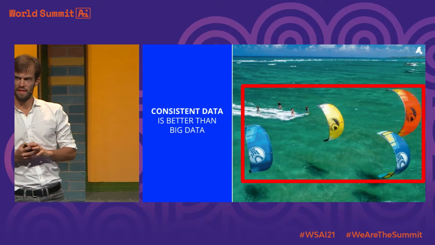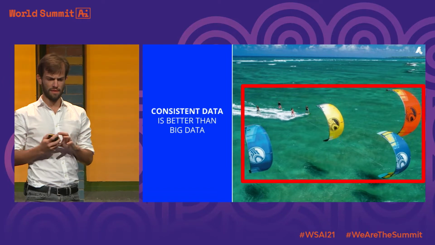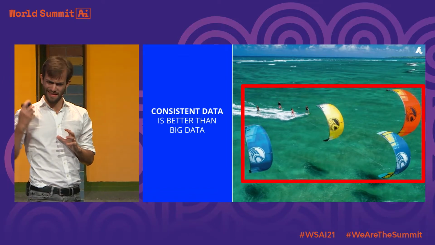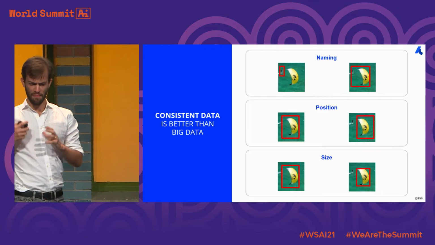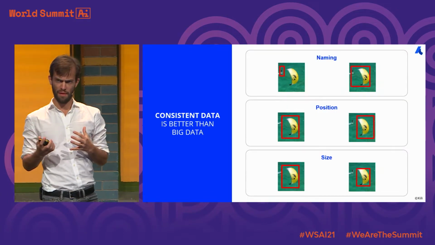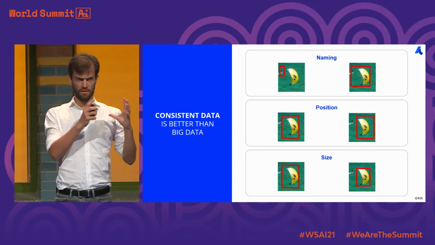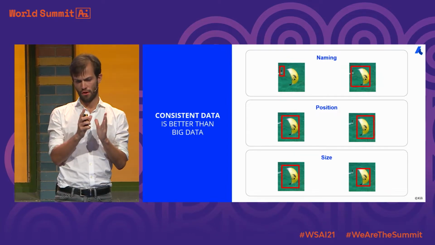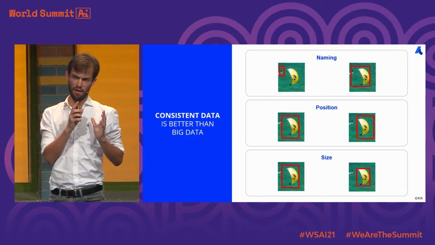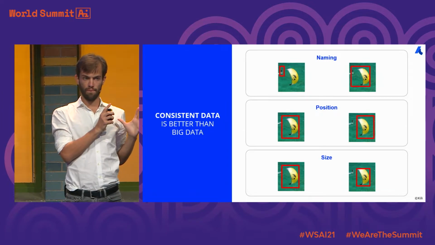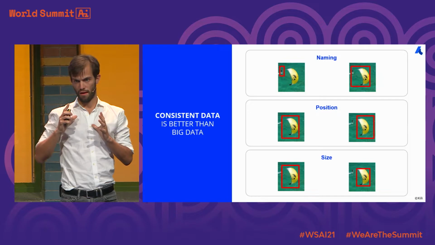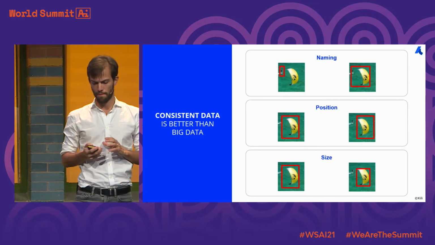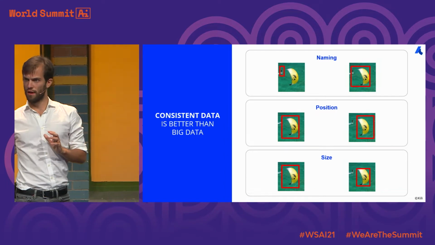My question next is, how can we tackle this? The issue also is that this kind of inconsistency can be of different kinds. It can be in terms of naming: what is a kitesurfer? Is it the person, or is it the person plus the kite? It can be in terms of position of the bounding box. It can be in terms of size of the bounding box, and so on and so forth. So how to tackle them?